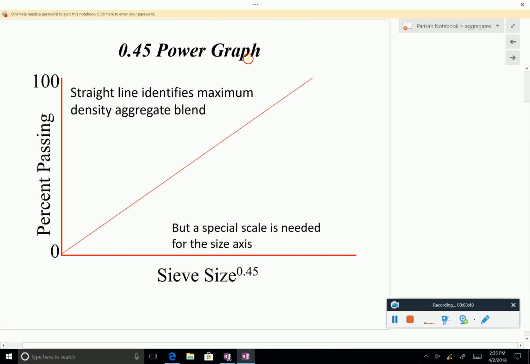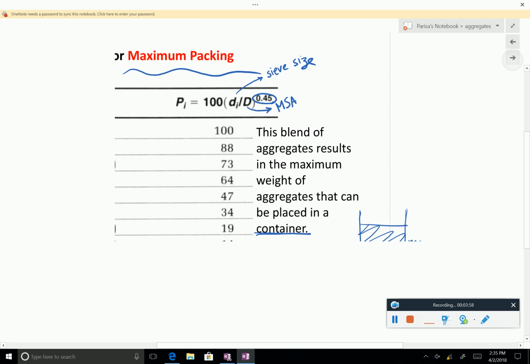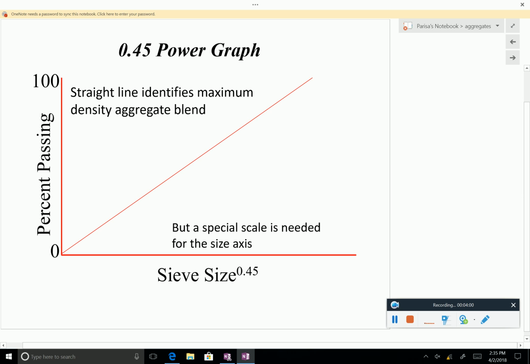This is called 0.45. So you saw that here there is a power 0.45. This is called 0.45 power graph. So if you plot percent passing versus sieve size to the power of 0.45, the densest is basically the maximum packing.